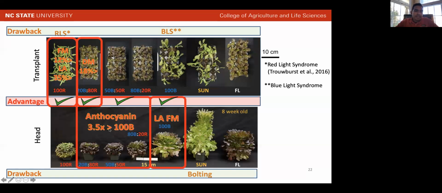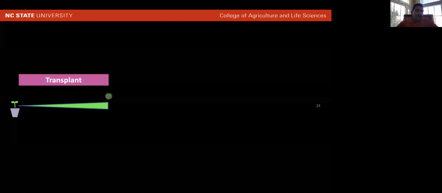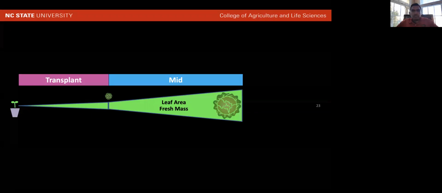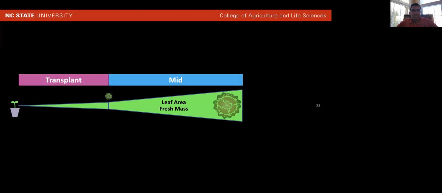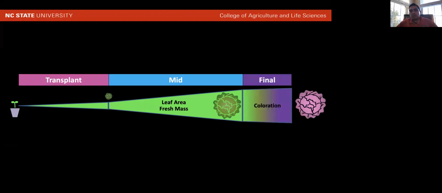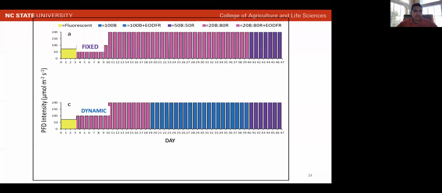Then at the later stage we found that a greater percentage of blue, which is widely known again, gives more anthocyanin content. But we also found that 100% blue was changing the architecture of the leaves. So we used this knowledge to create a dynamic recipe. Basically, we had one light spectrum during the first 18 days of plant growth. Then we switched that light spectrum to increase leaf mass area and fresh mass. And then we switched that light spectrum for coloration, following guidelines from our colleagues from Michigan State.